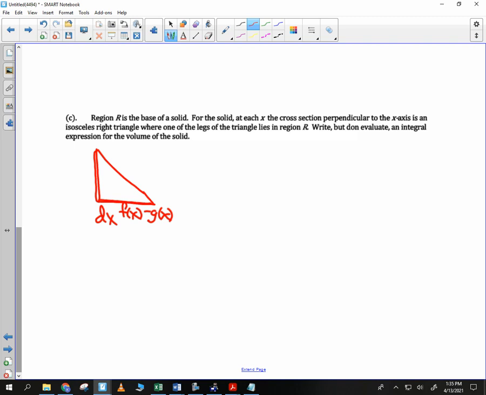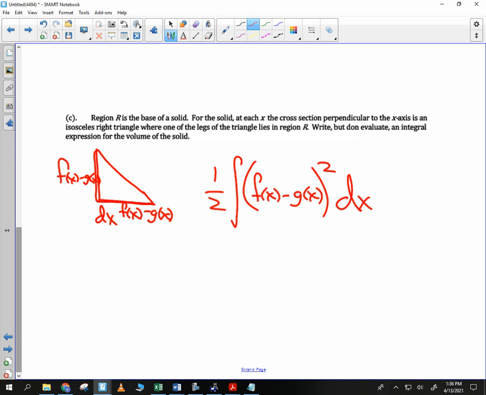It's an isosceles right triangle. So what do you know about this side? It's the same. Now if you want to find the area of a triangle, what's the formula? Good. So we have the integral of base times height divided by 2. And our values were from 0 to pi.